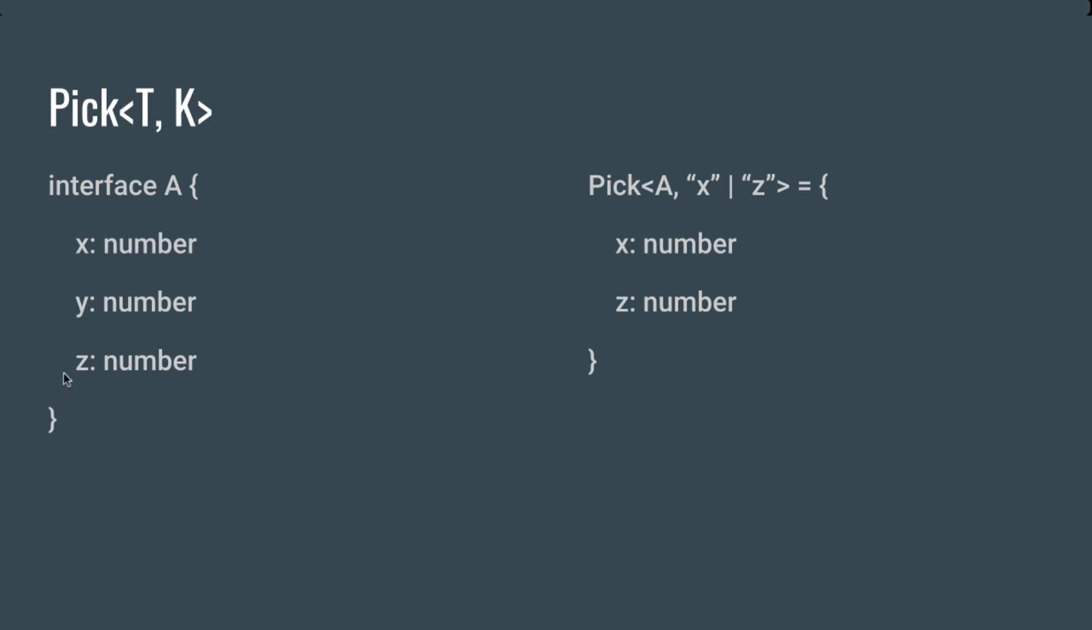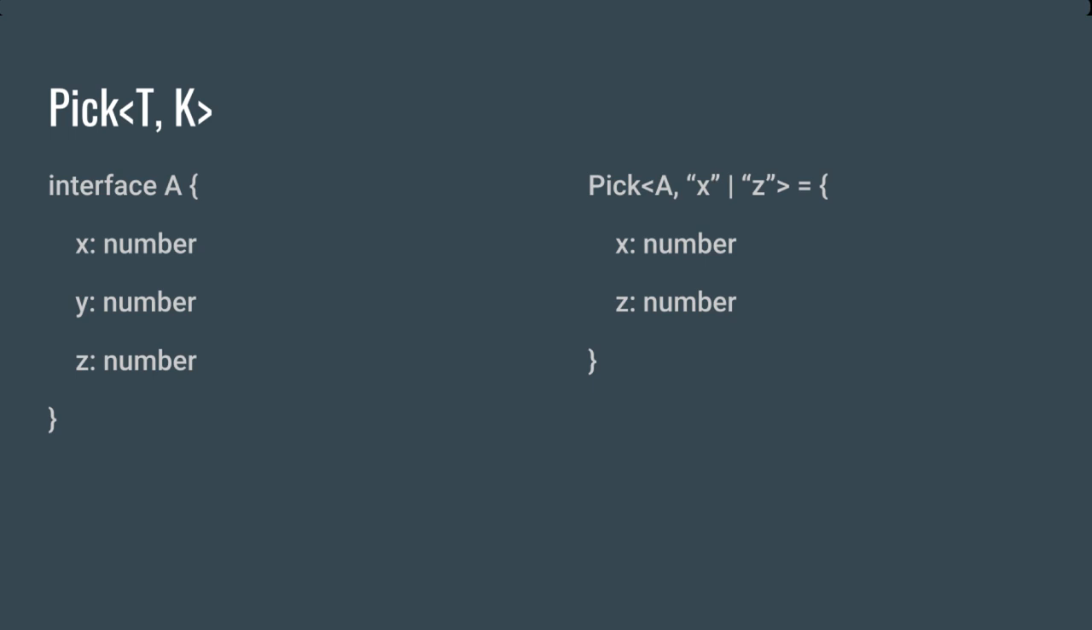And here we have interface A with three properties X, Y, and Z. If we apply pick to our interface A, and in here I would like to pick only the property X and Z, we will get a new type with only the properties that we picked in here.